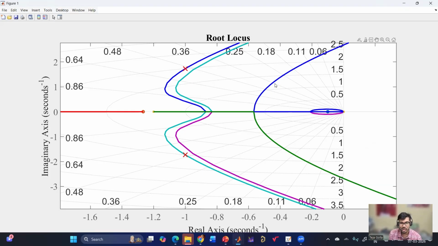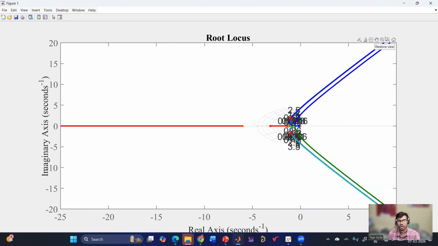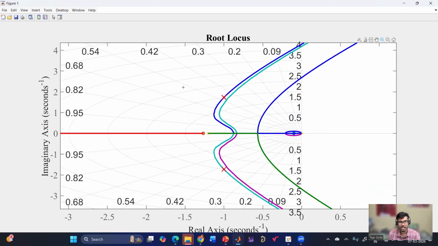So this one is the uncompensated. This one is with only lead compensation. This is including all. So as you can see, we are not trying to alter the root locus much, whereas we are trying to achieve the steady state error. So these are not much.